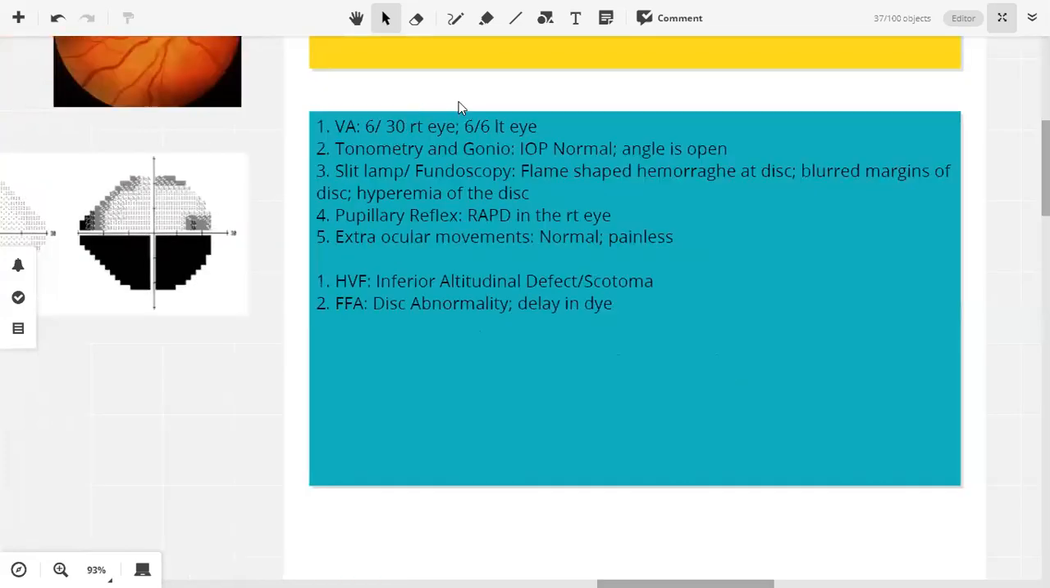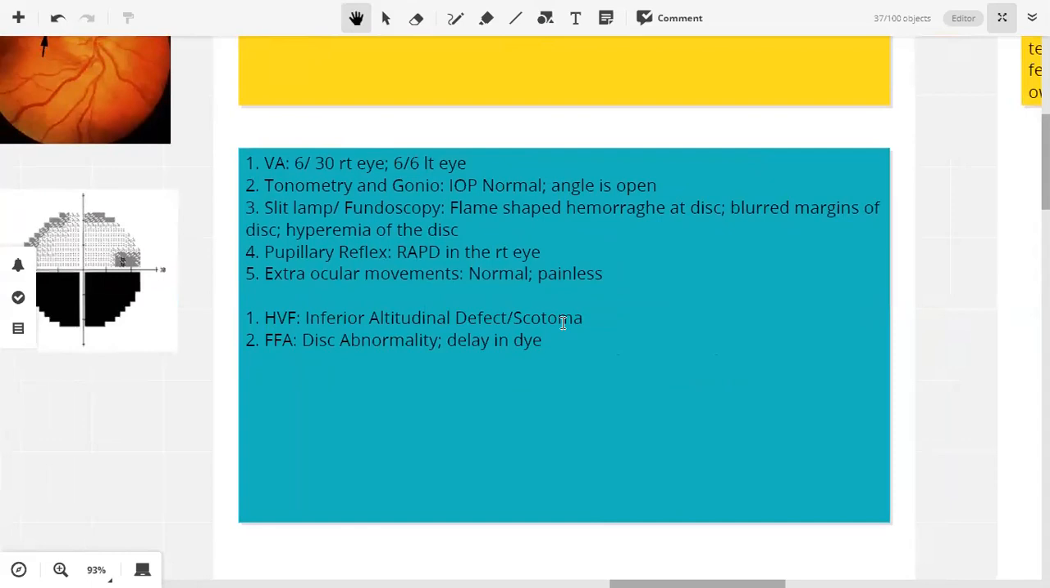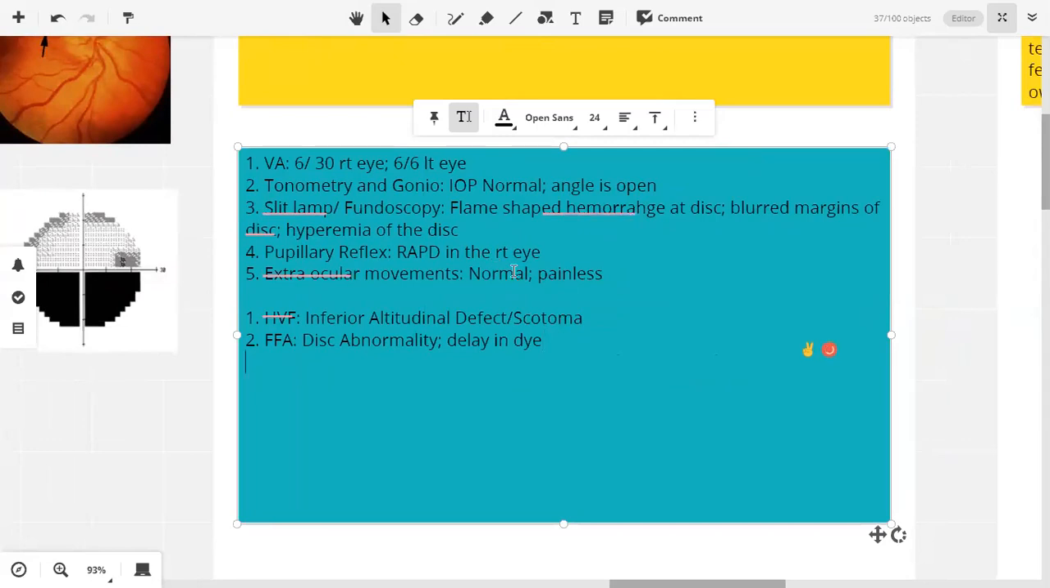Any other investigation which we did in the previous two diseases which you would like to do in this patient as well? Think and tell me. ESR. ESR, BSR, blood sugar random. You're asking for BSR or ESR? Is it B as in a bee or E as in an elephant? Elephant. So you want to do an erythrocyte sedimentation rate.